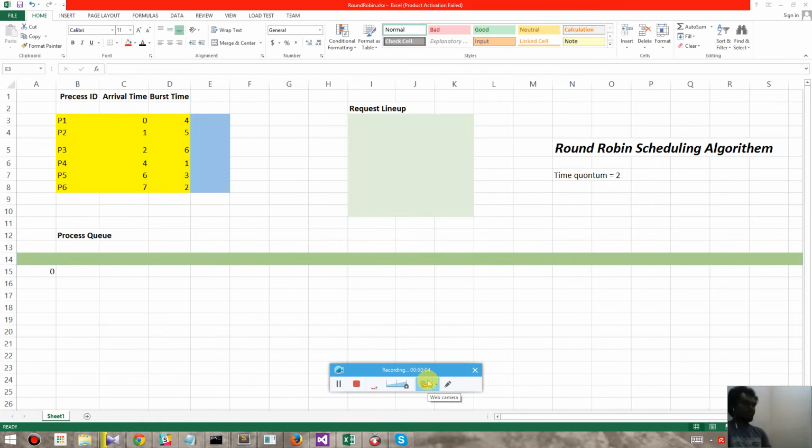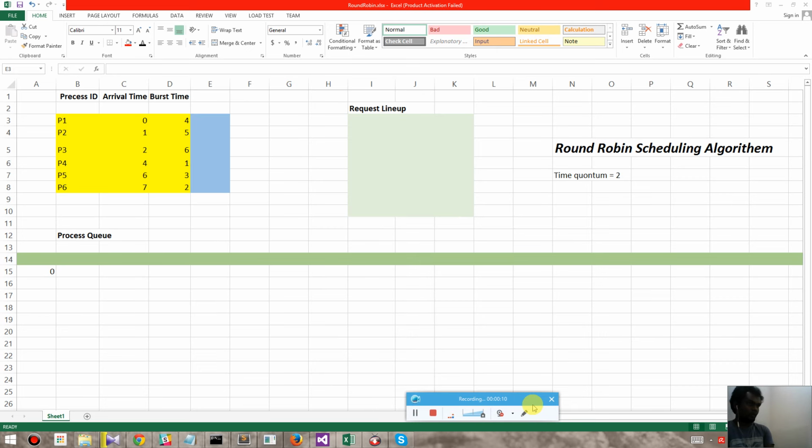Okay, as the first algorithm, I'm going to show you how the round robin scheduling algorithm works. For this example, I'm considering a time quantum of 2. In this table, you can see the set of processes that I will be explaining in this example, and their arrival times and their burst times.